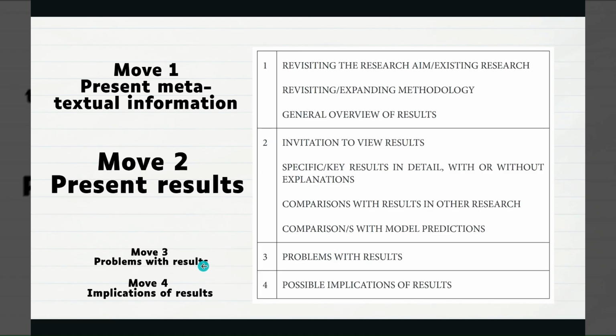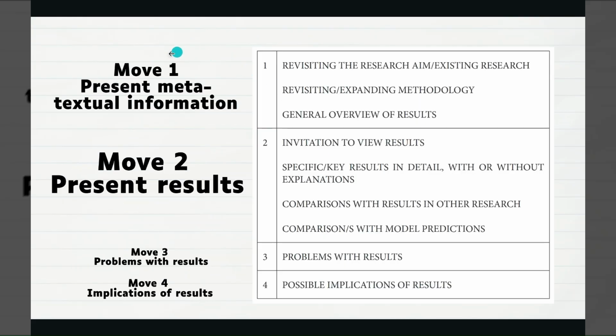Now, move three is mentioning the problems probably of your research. Okay, so this will, however, be reiterated in chapter 5. As for chapter 4, possible implications of results would also be elaborated further in chapter 5. So notice that the font size here is much smaller only because chapter 4 focuses more on moves 1 and 2, and move 3 and move 4 can somehow be revisited in chapter 5.